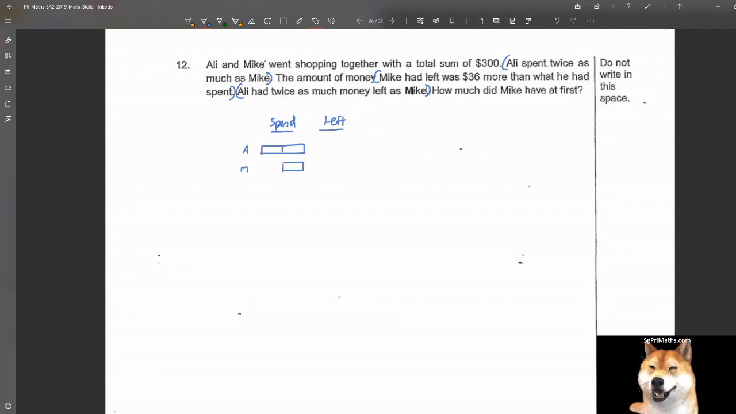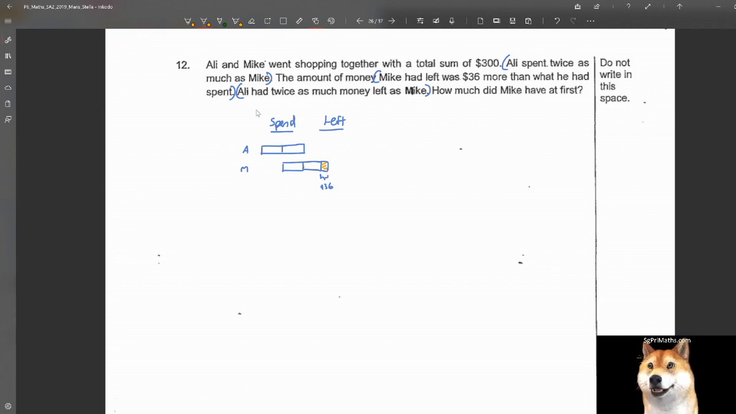So the amount of money Mike had left was 36 more than what he had spent. So this is 1 unit. Then you add a little something. Okay, let's color it here. Draw a little box. Say this is 36. And just color.